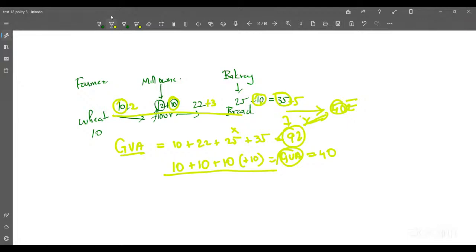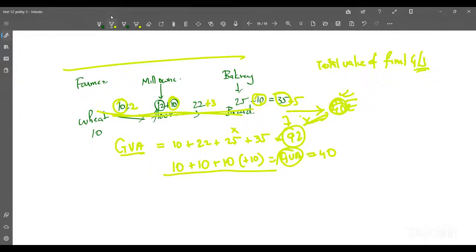I will only take the value of final product in GDP. While calculating GDP, the total value of final goods and services. Here, in the same case, while calculating GDP, I would take the 40 rupees directly. I will ignore all the preceding intermediaries.